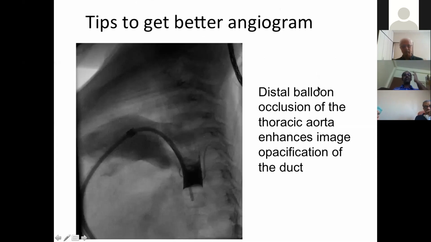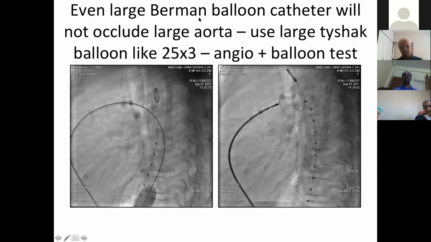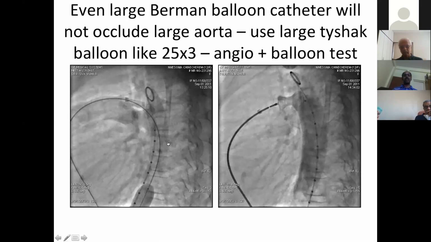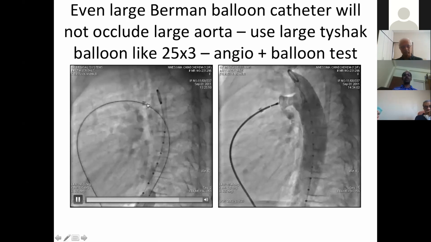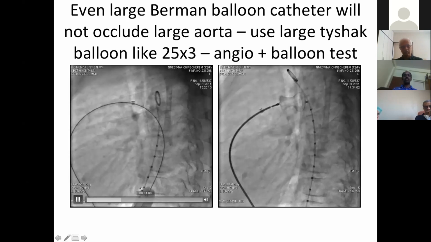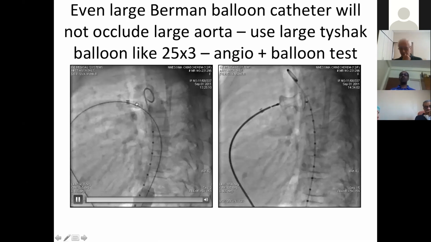Some of the ways in which you can try to get a better angiogram will be a distal balloon occlusion of the thoracic aorta if it is a smaller child, with a catheter like a Berman or Swan-Ganz. But if it is an extremely large patient, a large Berman catheter cannot occlude the descending aorta. So you may have to advance a large Tyshak balloon into the descending thoracic aorta, then make an angiography. The advantage is that the same balloon can be pulled back and you can try to do a balloon sizing or a balloon interrogation.